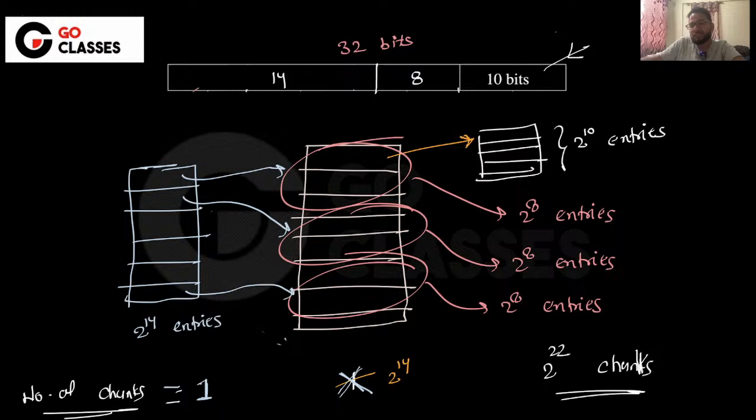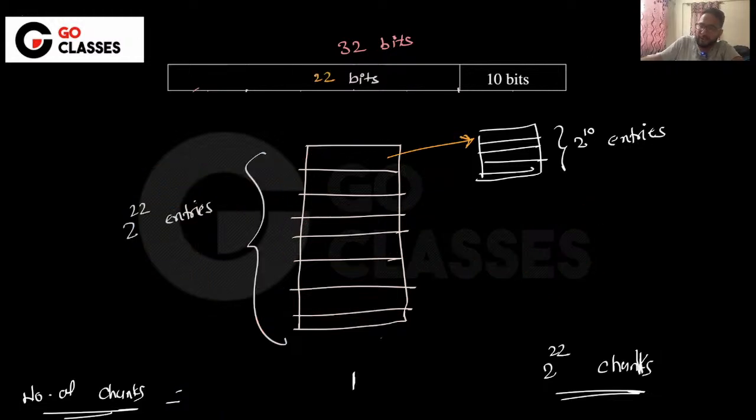Can you tell me how many chunks at this point? Okay, how many entries at this point? 2 power 10 entries in just one chunk. How many chunks? There will be given by this 2 power 22 chunks. See, earlier also it is 2 power 22 chunks, right? I mean each entry is pointing to one chunk. Earlier also it is 2 power 22 chunks, and now also it is 2 power 22 chunks, right?